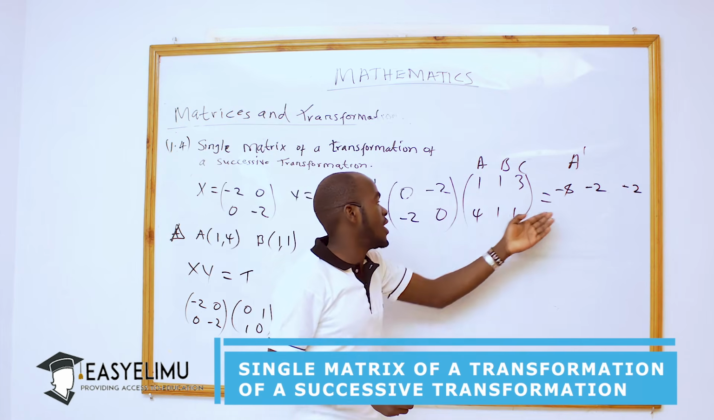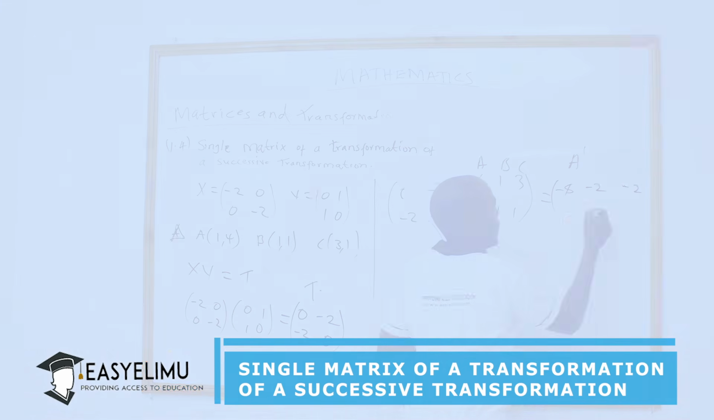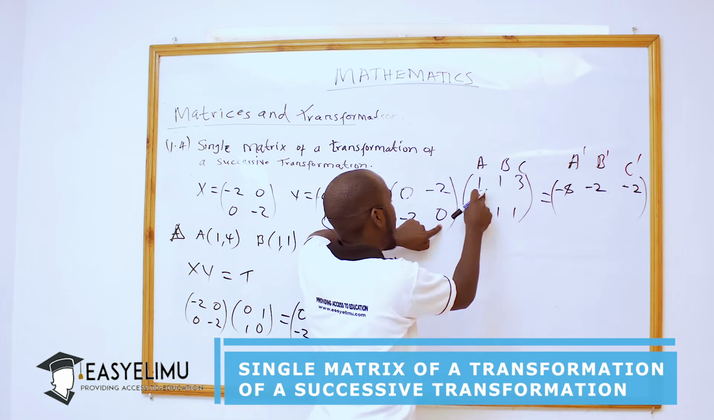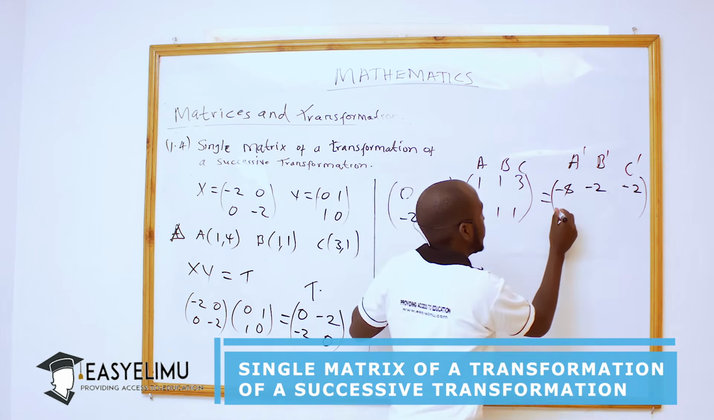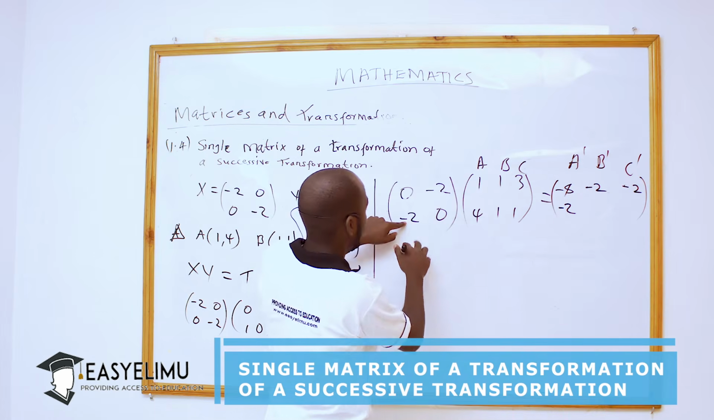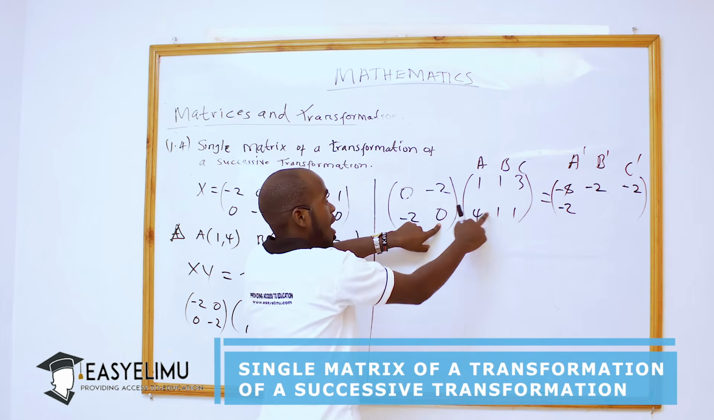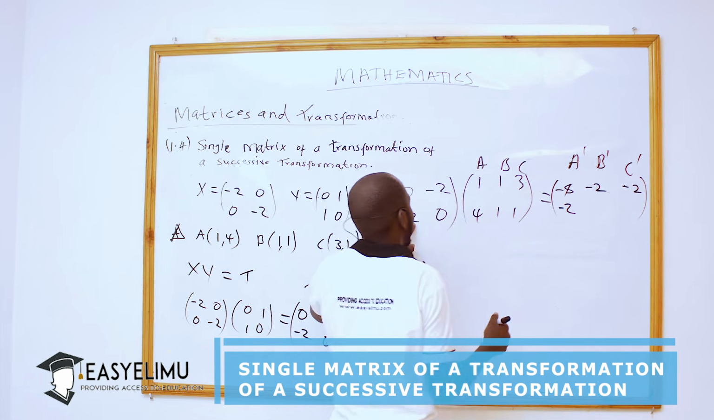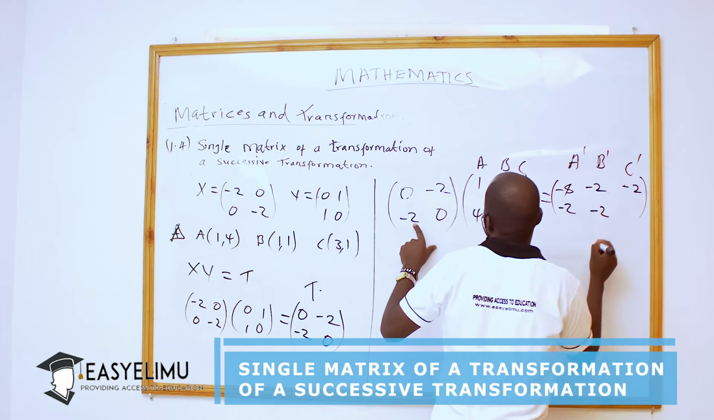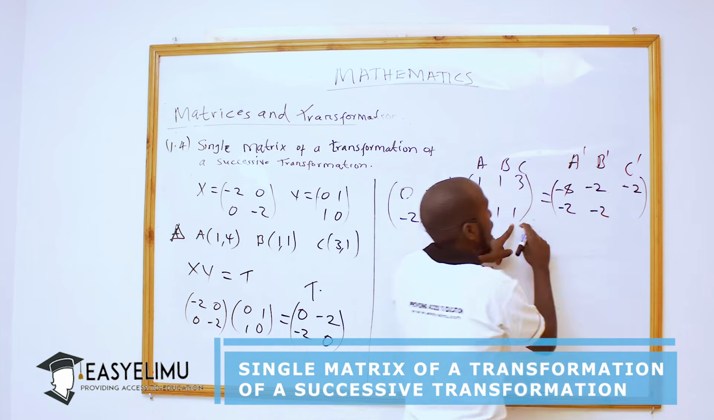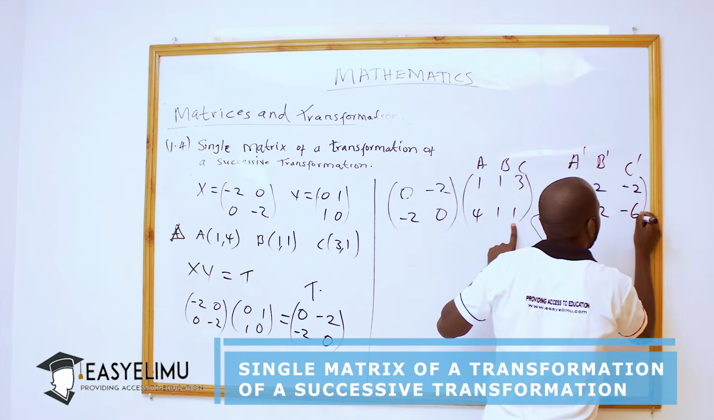Now the denominator coordinates, we shall find them by doing the same, by taking negative 2 by 1 plus 0 by 4, and we say this is negative 2. Negative 2 by 1 plus 0 plus 1 at 0 by 1, we shall get negative 2. Negative 2 by 3 plus 0 by 1, we shall get negative 6.